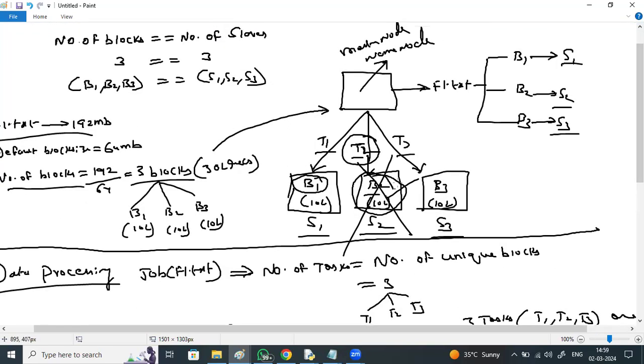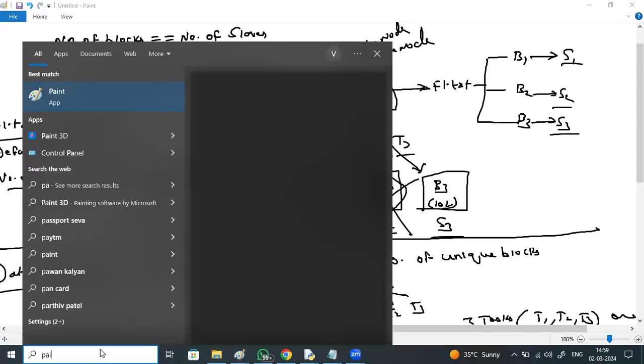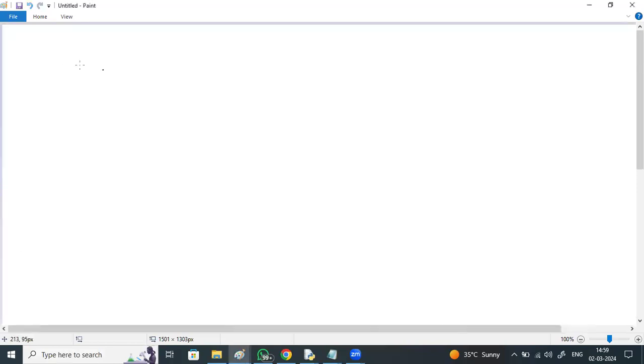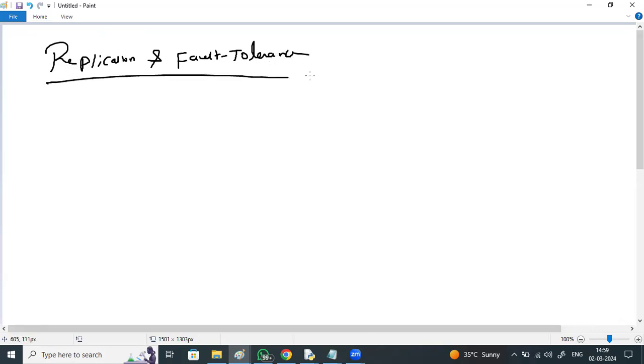How can we overcome this kind of situation? We have a replication and fault tolerance mechanism in Hadoop. Replication and fault tolerance. Default number of replications. Replications are nothing but duplications.